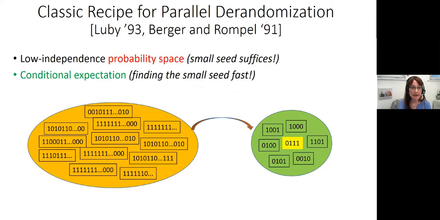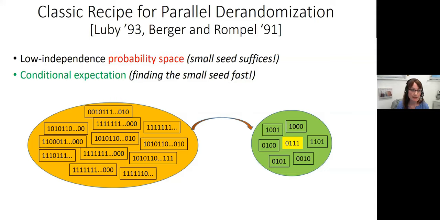And I'll start by giving a very classic recipe that is known already from the early 90s. This recipe will give us a first solution with polylog rounds for many of the problems that we know. So let me start with explaining the high-level idea of the recipe. This recipe works in particular for the parallel setting, but also for the classic distributed setting. And it is based on two main ingredients. The first ingredient is based on low independence.